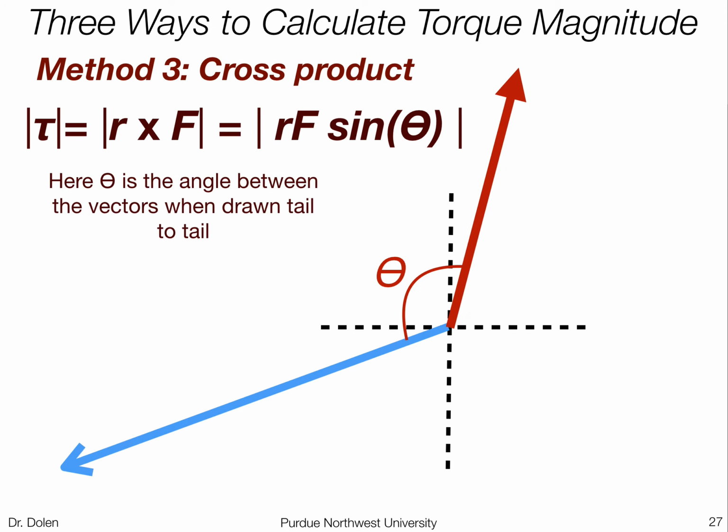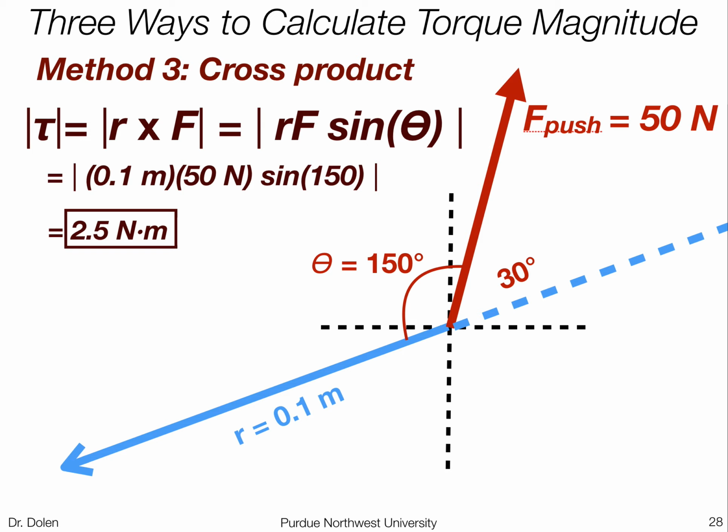Let's draw these vectors tail to tail. This is the angle that's useful to us, right? So this is the angle that we have to plug into this equation. It may not be the angle given to you in the problem. Okay, so if they told me in the problem that the angle between this axis of the wrench and the force was 30 degrees, I can figure out that this angle, when they're drawn tail to tail, is 150 degrees. So when I plug into this formula, I get 0.1 meters times 50 newtons times the sine of 150 degrees, and that gives me the same answer we've gotten a few times now, 2.5 Newton meters.